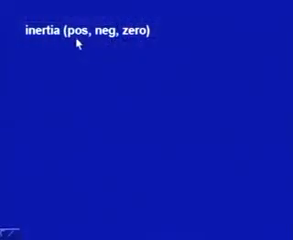Now, I will introduce a term, inertia, which is a triad consisting of 3 values. The first value represents how many eigenvalues are positive, the second represents the number of negative eigenvalues, and the third is the number of zero eigenvalues. So, the inertia associated with a given quadratic is a triad indicating the number of positive eigenvalues, negative eigenvalues and zero eigenvalues, and from there one can find the canonical form.